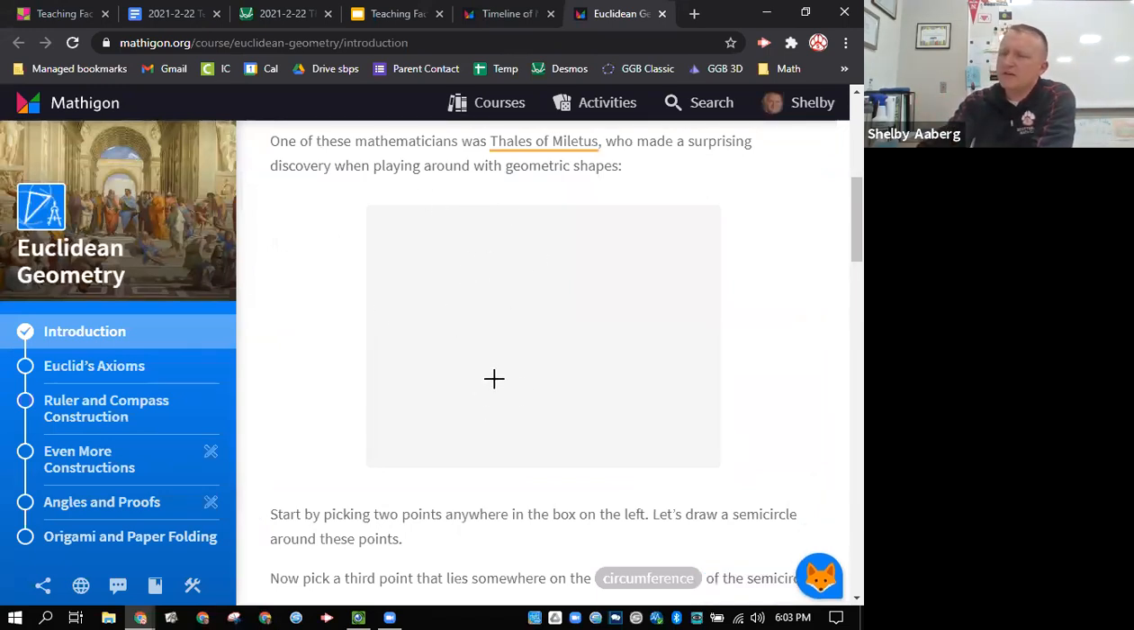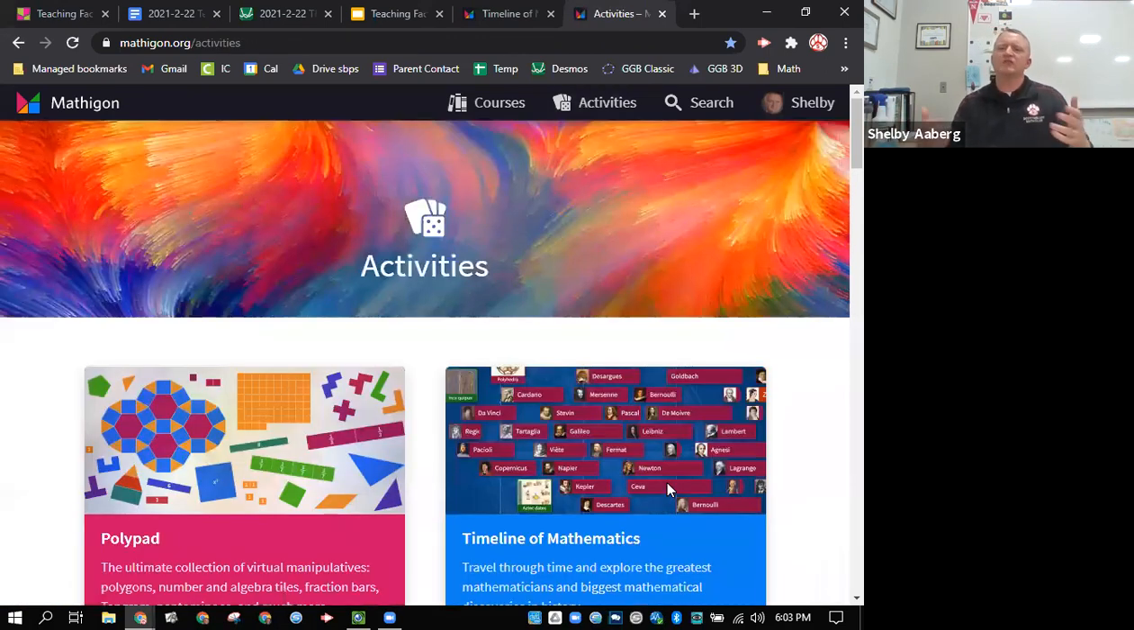If I do these, there are some interactive constructs here. If I'm doing the law of Thales, start by picking 2 points anywhere in the box on the left. Okay, 2 points. Craft a semicircle. Pick a third point that lies somewhere on the circumference. Look at that. Drag the point around. Look what you got. So there's all sorts of cool stuff on here. You can spend hours and hours. I haven't even explored all the things.